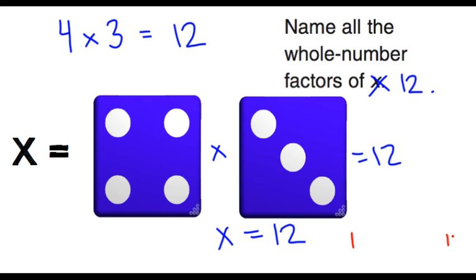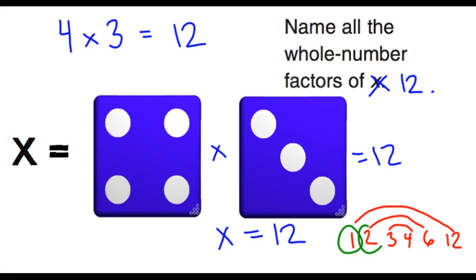1 times 12 is 12. 2 times 6 is 12. And 3 times 4 is 12. And when we get up to 4 times whatever, we're already back on the other side of the rainbow. So all the whole number factors of 12 are 1, 2, 3, 4, 6, and 12. 12 has 6 factors.